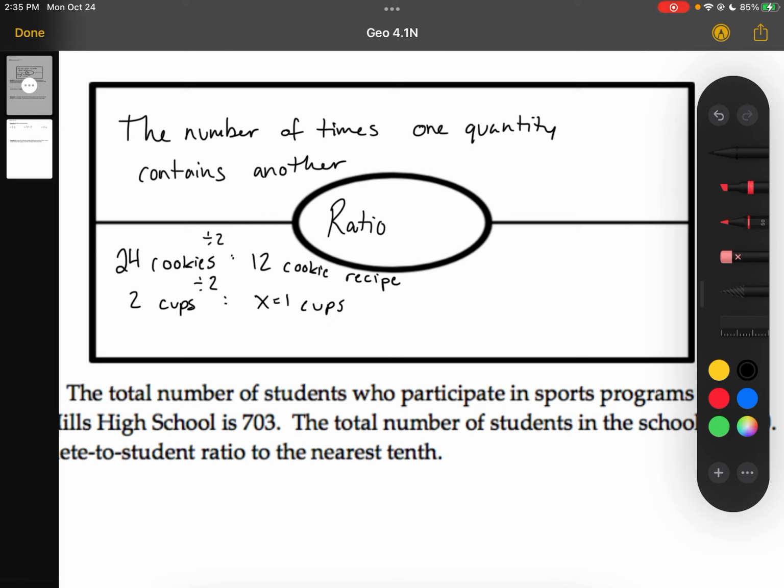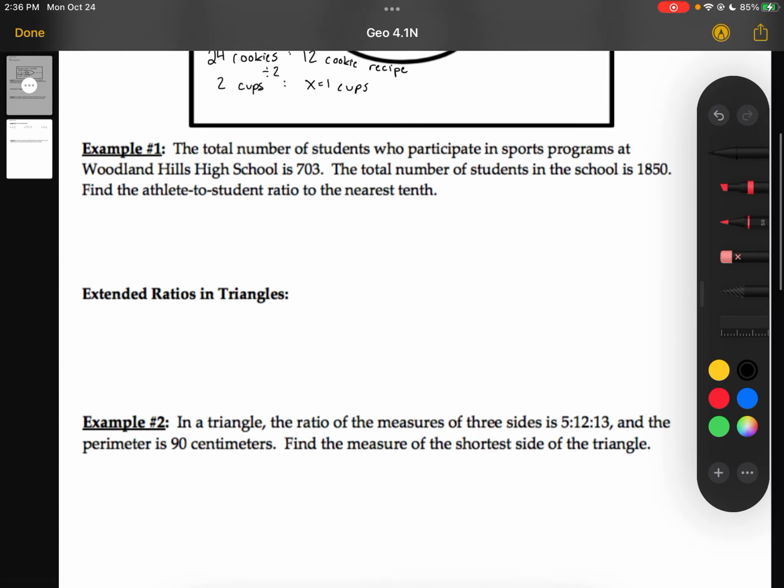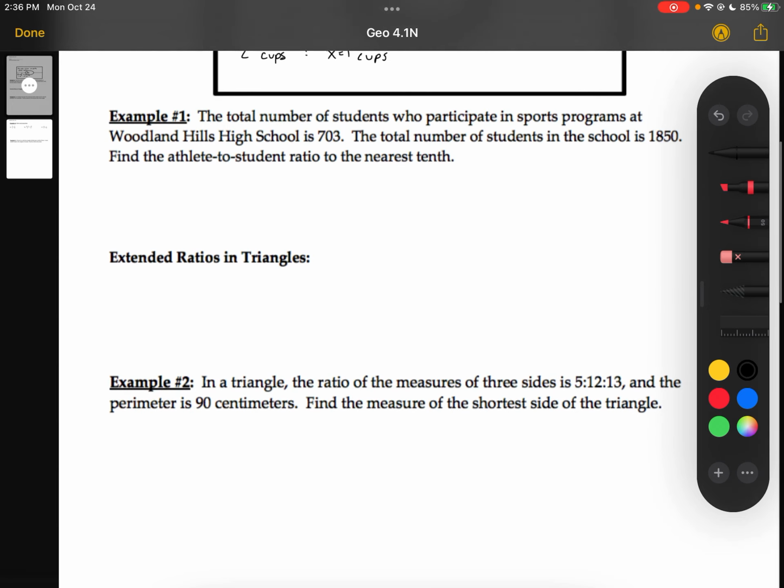Now that cookie recipe is a pretty straightforward example because we're just reducing everything by half, but sometimes it won't be that straightforward. Sometimes we'll be setting it up in a way that makes it a little bit more challenging to find those quantities that we're looking for. So word problems are a really good context for these proportional relationships.